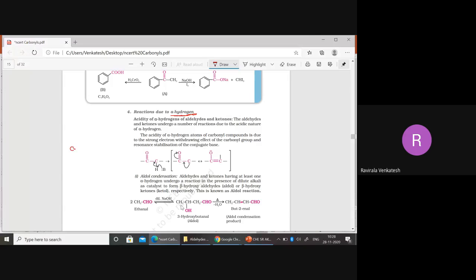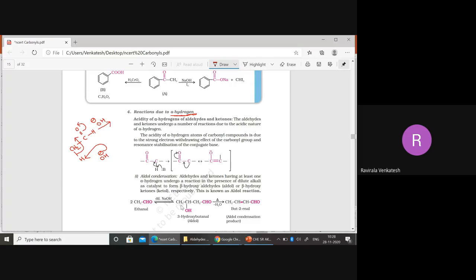For example, I'm taking an alpha hydrogen here. So this is an alpha hydrogen, next to C double bond O. Now, if I take any base, OH minus, I'm writing here OH minus, this base accepts the proton from here. Now this bond will be shifted over here, then this bond will be shifted over onto oxygen.